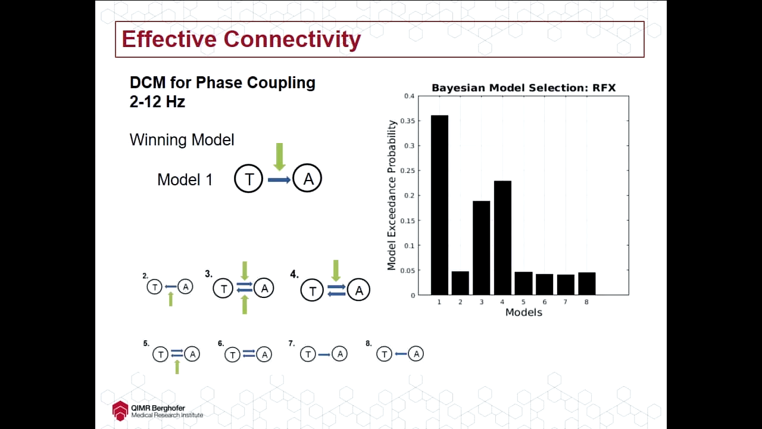After performing DCM, we found that the model which was consistently winning was the first model, in which the affect modulation was from temporal pole to amygdala. And interestingly, the second and third best models also had the same feature, suggesting that there's a strong influence of temporal pole on amygdala.